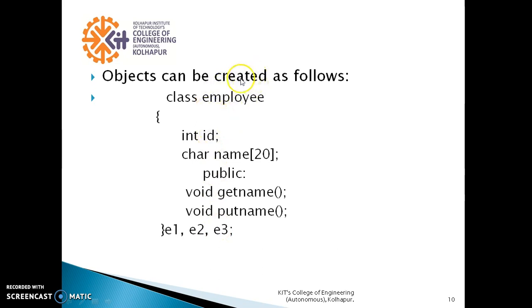Class name is employee. In this we have data members ID and name. By default they are private. And what are the member functions? These are get name and put name. This has been declared inside the class and will be defined outside the class that we are going to see in upcoming slides.